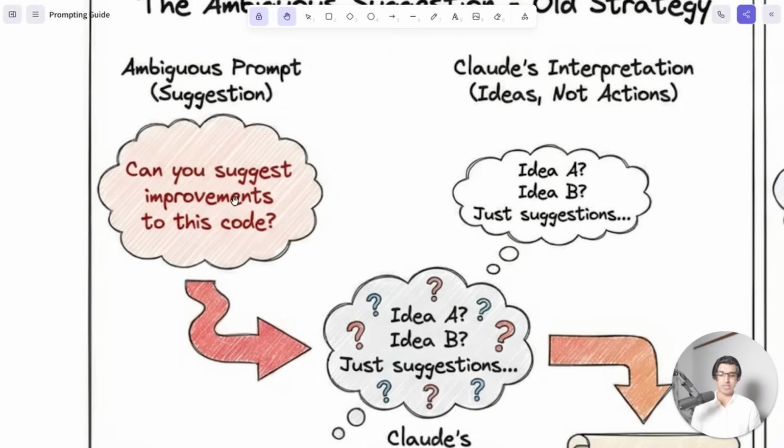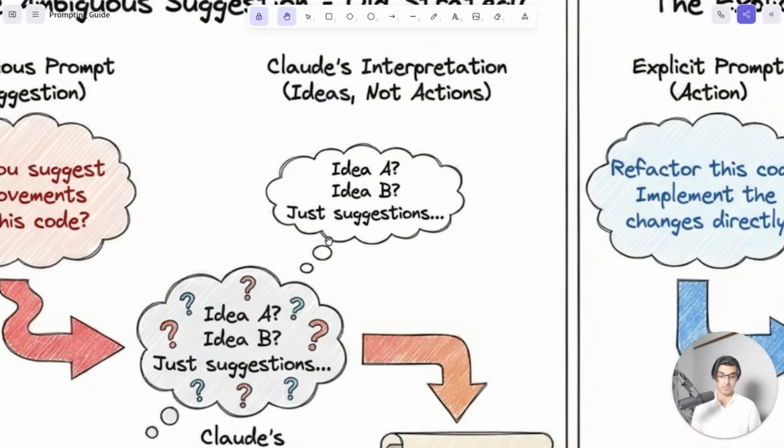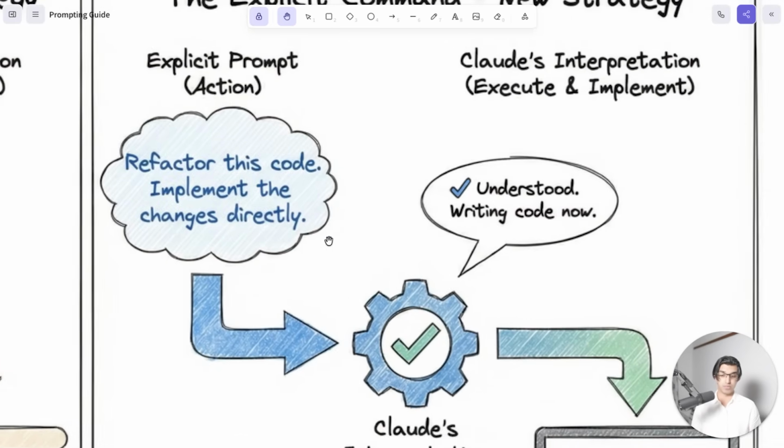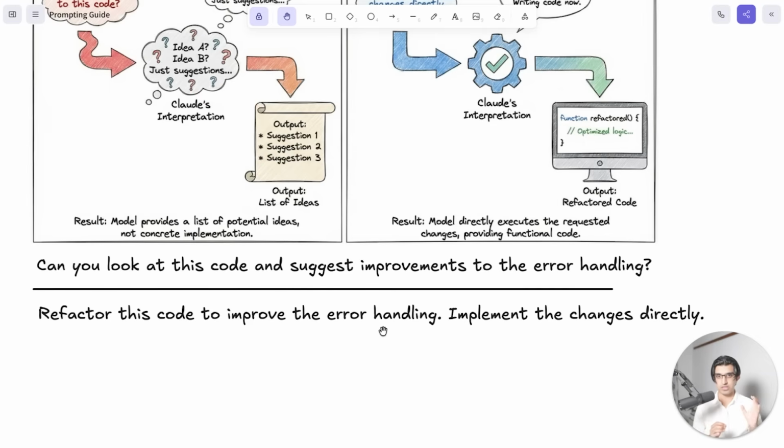So if you were hoping that it would actually do the improvements for you instead of suggesting them, then you want to be more explicit and say something like, can you refactor this code and implement the changes directly? Previously, saying something like suggest would actually lead it to carry out the implementation, but now it won't do the implementation, because it will just give you suggestions.